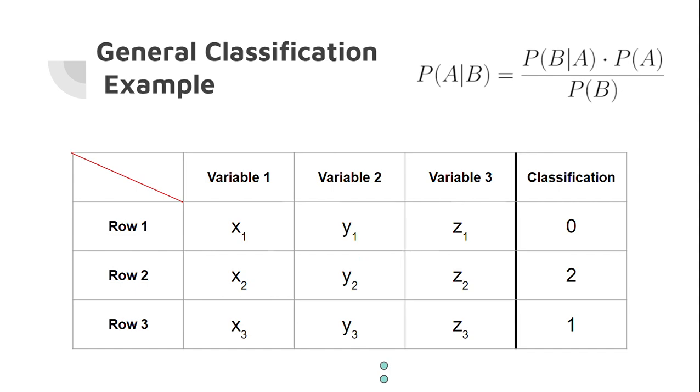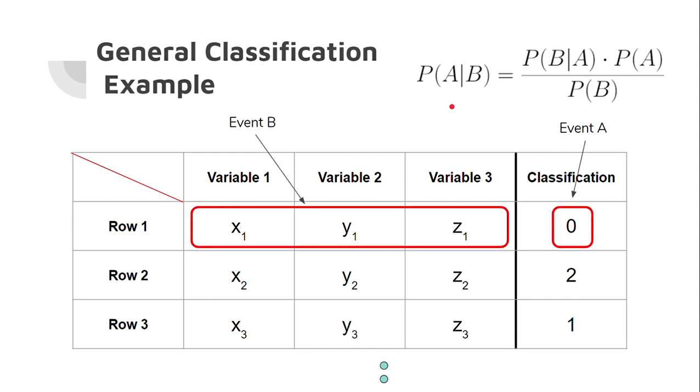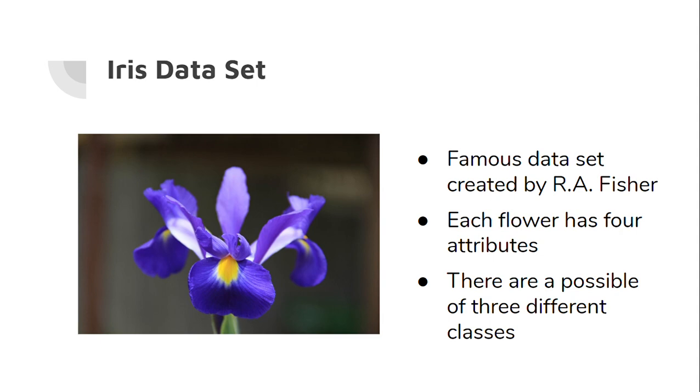Sound familiar? Well, it's exactly what we've been doing. Given these values for probabilities, we can solve for the probability we want. So in this case, event A will be the classification, whereas event B will just be the values of these different attributes, or the probabilities of these values happening. This is exactly what we've been doing before, and that's how we can apply Bayes' theorem to a classification problem in machine learning. So let's take a deeper look into this. As you saw here, event A and event B would play like this. In order to do that, let's see this iris dataset.